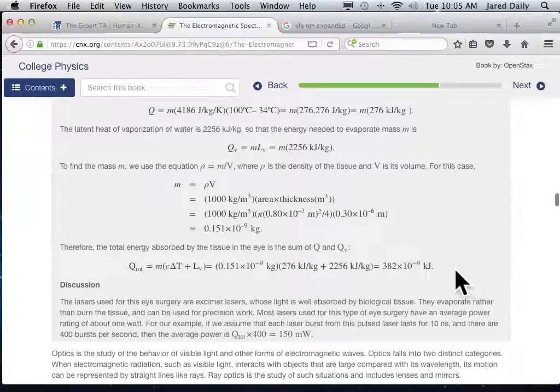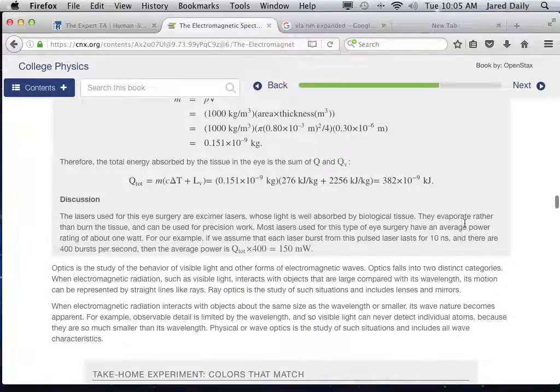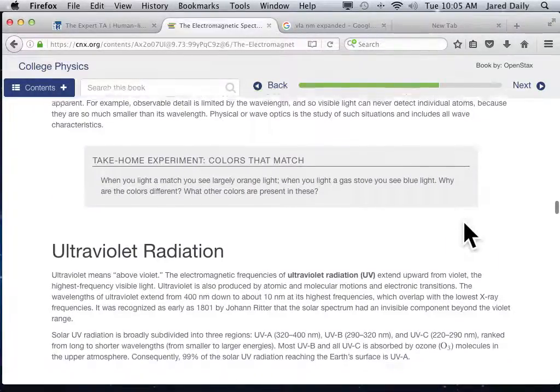And then they add those two together, and the total amount of energy that you need is 382 times 10 to the minus 9 kilojoules. It's not that much, turns out. Doesn't take that much.